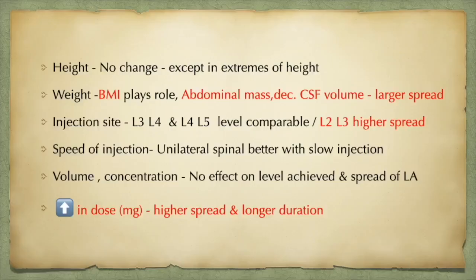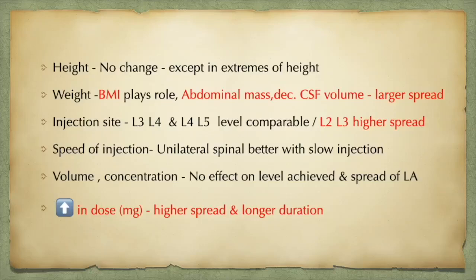These are the characteristics which determine the level of spinal blockade. The height does not make much of a change except in extremes of height, when the patient is more than 200 centimeters or less than 130 centimeters. BMI plays a major role rather than the weight, and the presence of an abdominal mass, any tumor, or pregnancy results in lesser CSF volume, thereby resulting in a larger spread of local anesthetic.